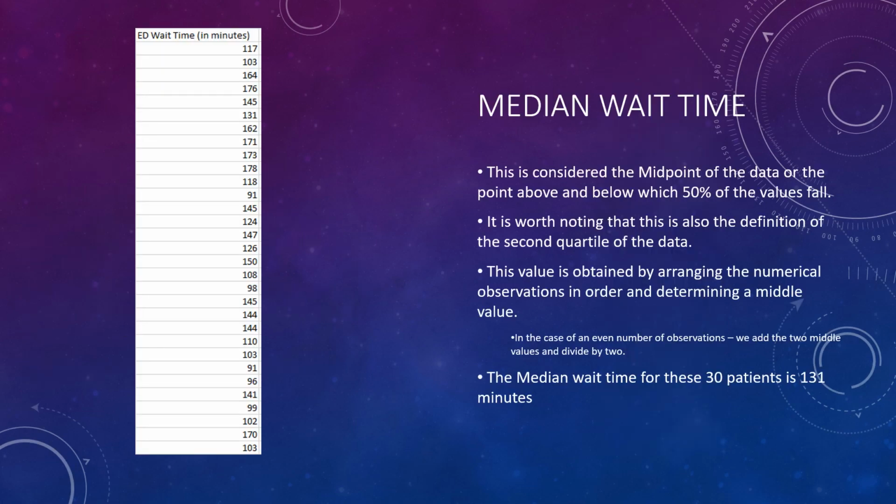The next method we used was median. This is considered the midpoint of data, or the point above and below which 50% of all values fall. It's worth noting that this is also the definition of the second quartile of data. This value is obtained by arranging the numerical observations in order and determining a middle value. The median wait time for these 30 patients is 131 minutes.